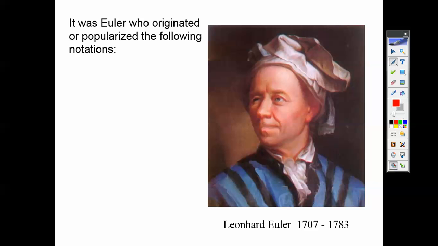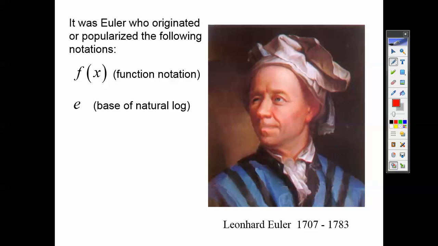That's awful. It was Euler who originated or popularized the following notations. f of x. He is responsible for our function notation. Naming that e. You guys don't like him already. But imagine if we didn't have that. It could be worse. It could be harder. It probably made things simpler when he did this.